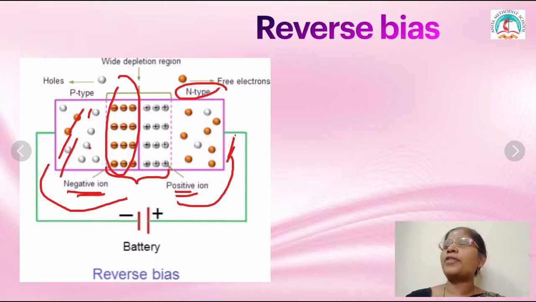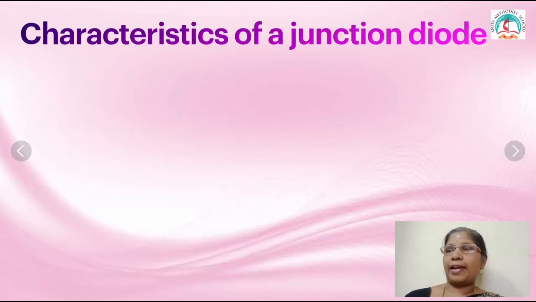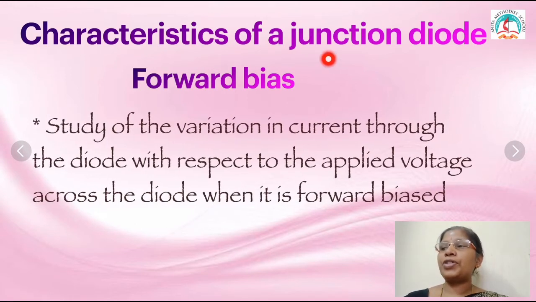See the direction of holes and free electrons, both are moving in opposite directions. So, this is about which one? A reverse bias. Then, the characteristics of a junction diode.